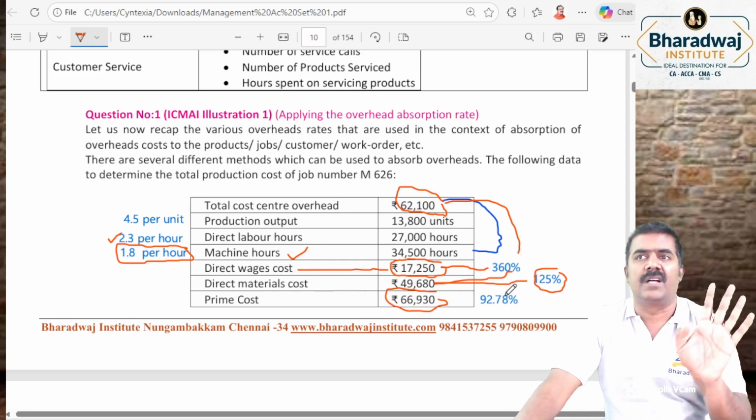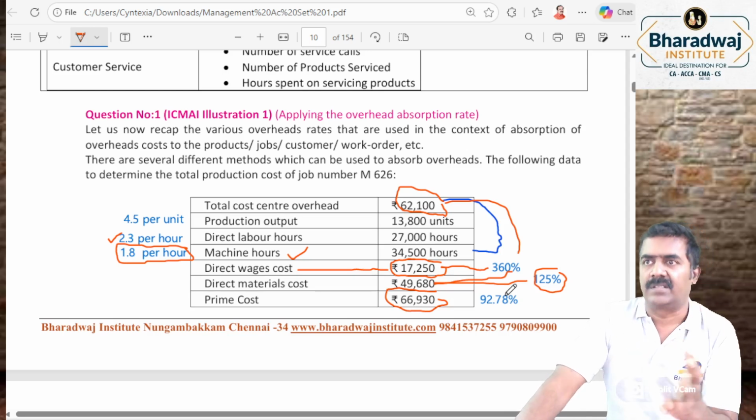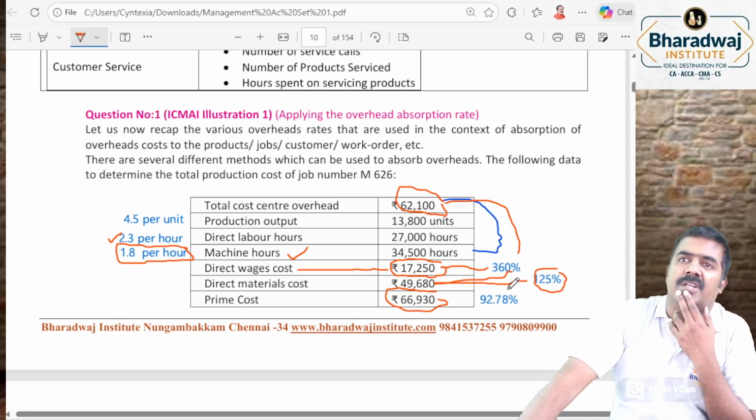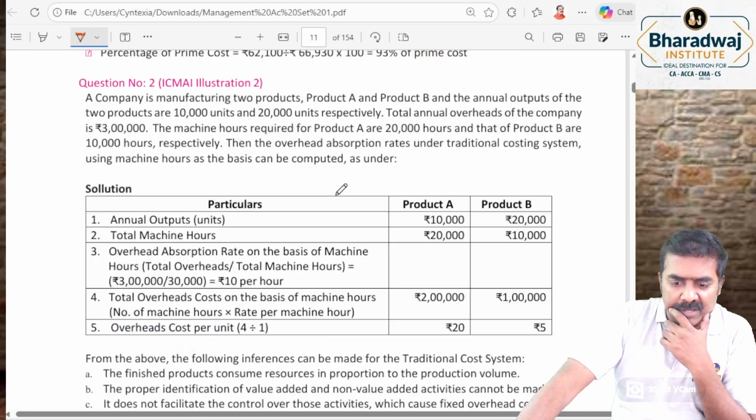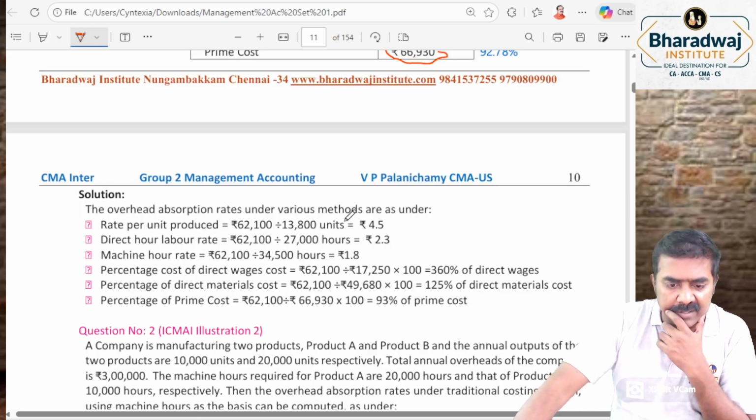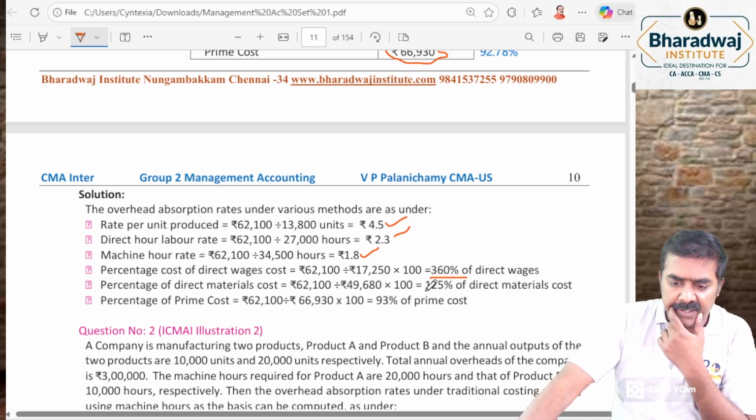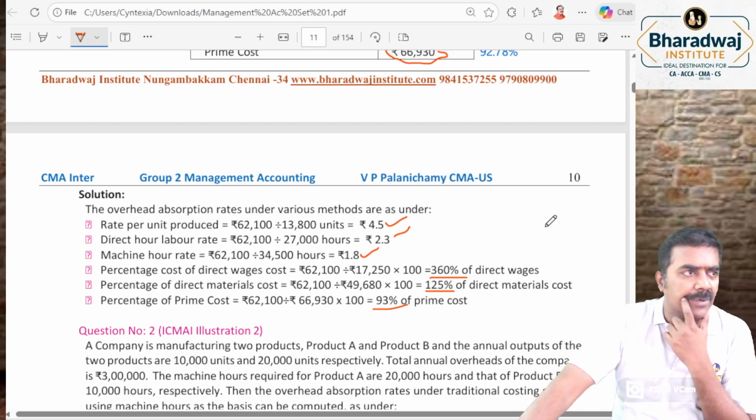See, we have 6 methods here. All 6 methods will not be applied by one company. The method that you apply depends on the nature of the company that you run. No need to solve, it is already solved and given. Based on units, 4.5. Based on labor hours, 2.3 per hour. Based on machine hours, 1.8. Based on wages, 360%. Based on material, 125%. Based on prime cost, 93%. It is already worked out and given, no need to work it out.